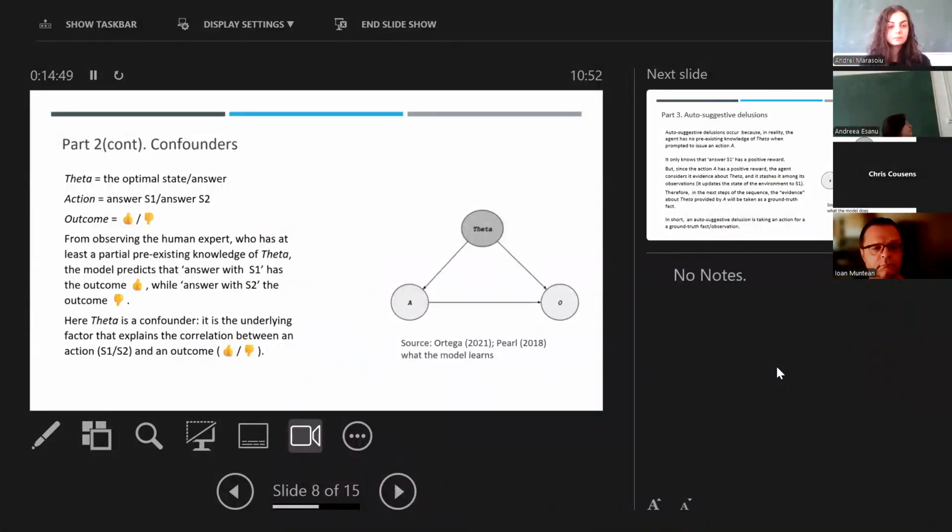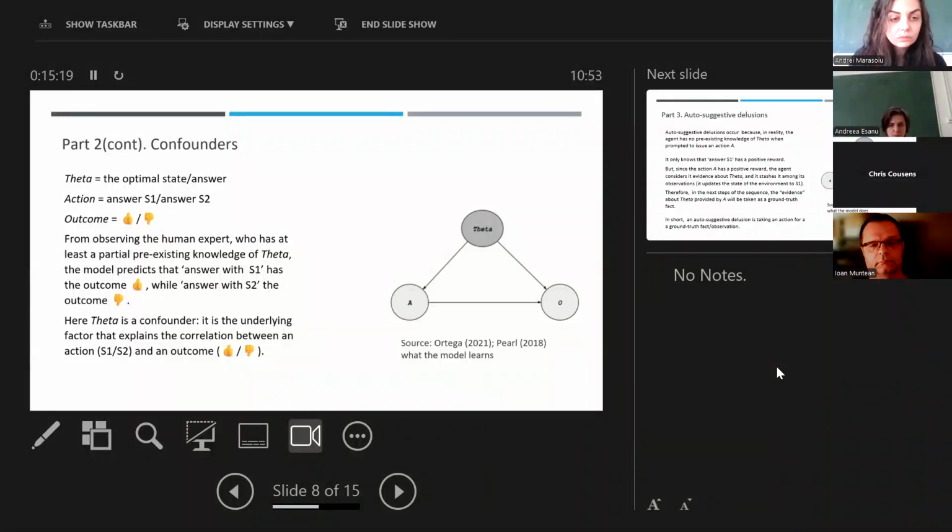Okay, I will move to the confounders problem that we can identify in this learning process. This diagram emphasizes, according to Pearl, the causal structure of the task. It's a causal diagram of the task.